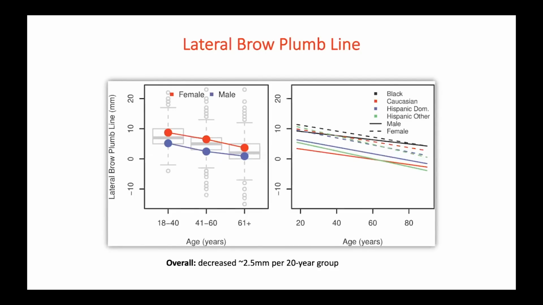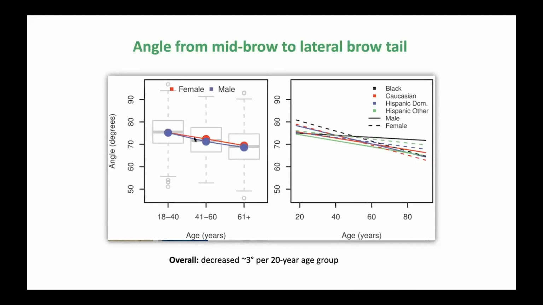And what we found was that the lateral brow plumb line, as we get older, the lateral brow descends for both men and women. And we saw that in all ethnicities, this also was the case. Same with the angle of the brow. So as with age, that angle actually decreased. The tail of the brow is getting lower with respect to the middle of the brow. And again, we saw that the same held true. Little differences between ethnicities and races, but for the most part, it was holding true throughout.